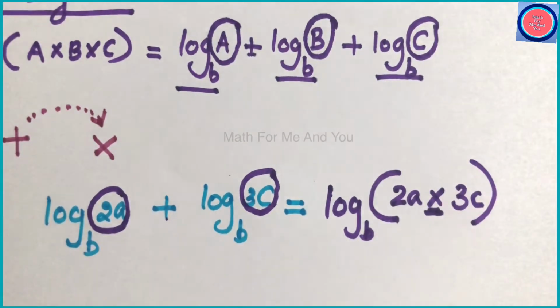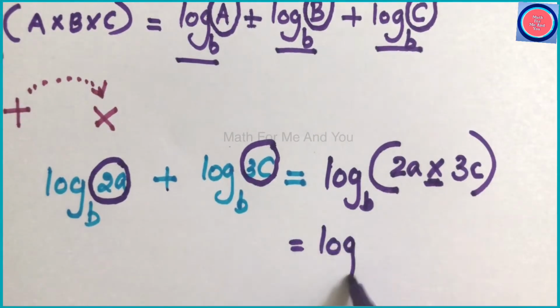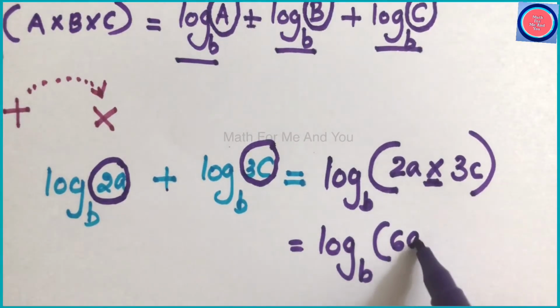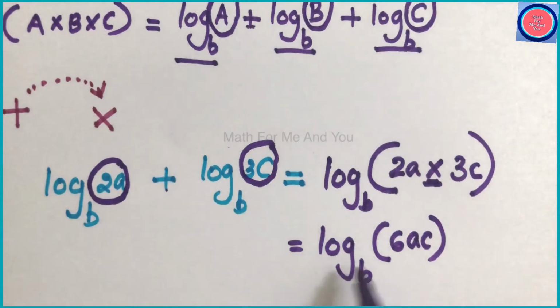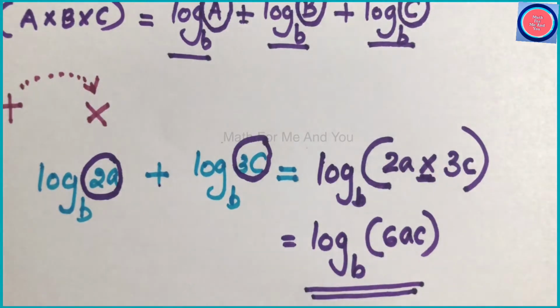Simplify this, and you can see we have put times instead of addition. Then we write the result: log to the base b, and inside the bracket 2 times 3 is 6, and a times c is ac. So the corresponding single logarithmic expression is log 6ac to the base b.